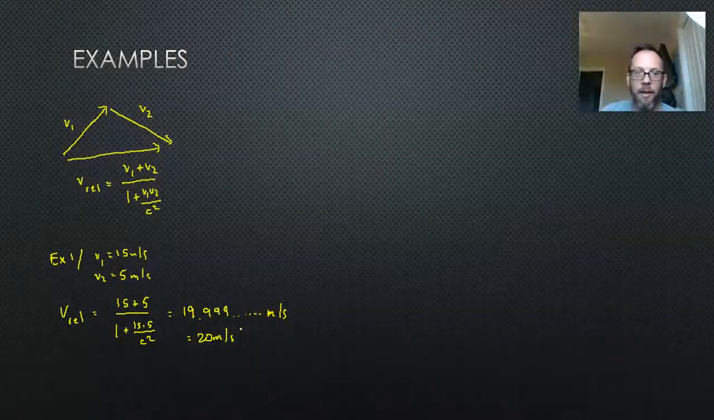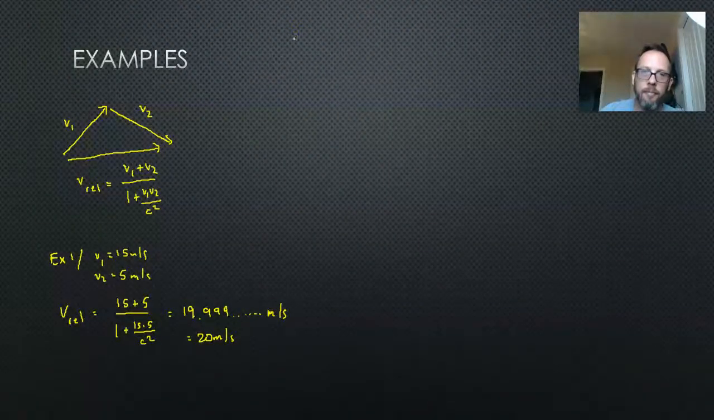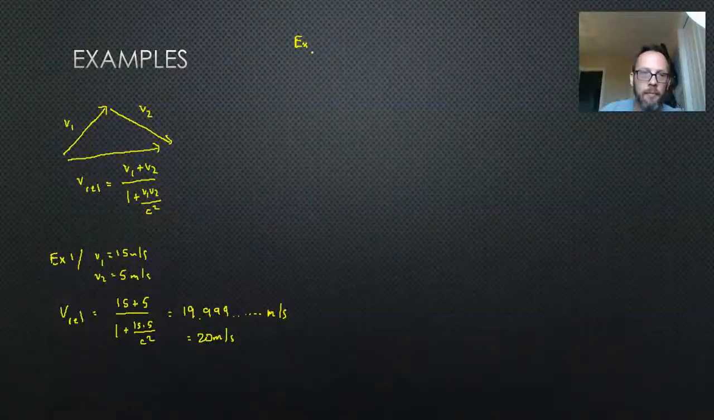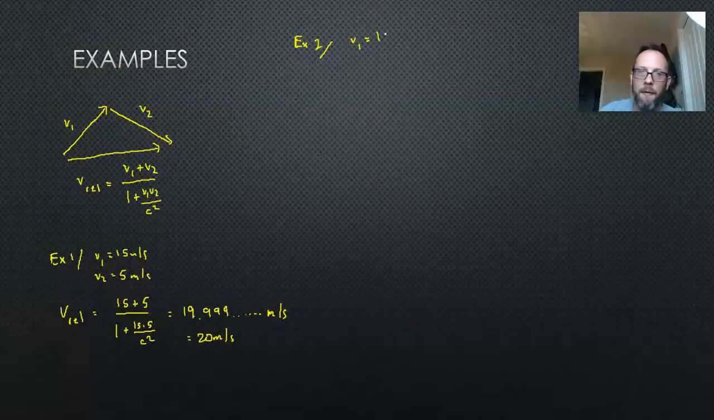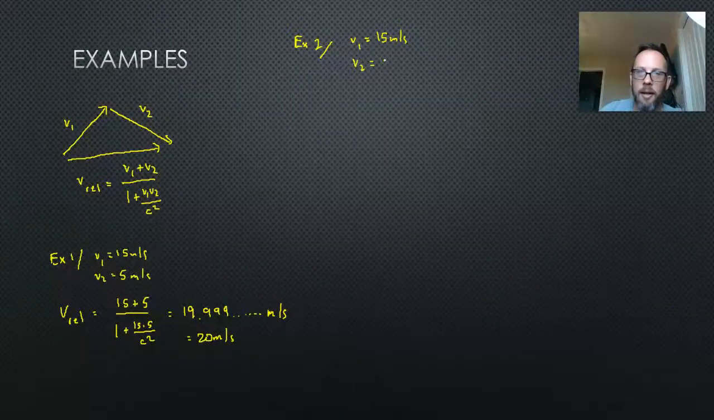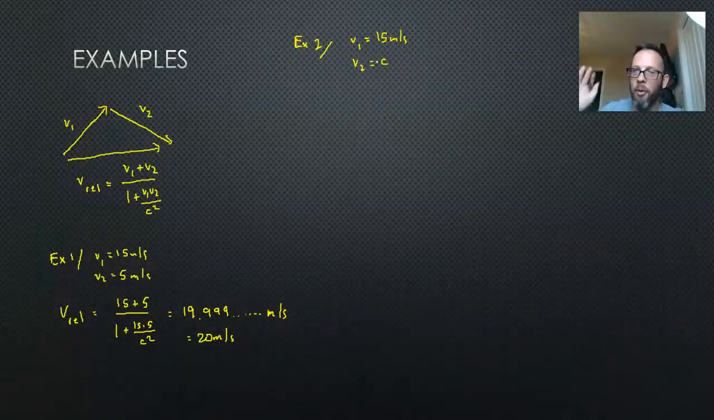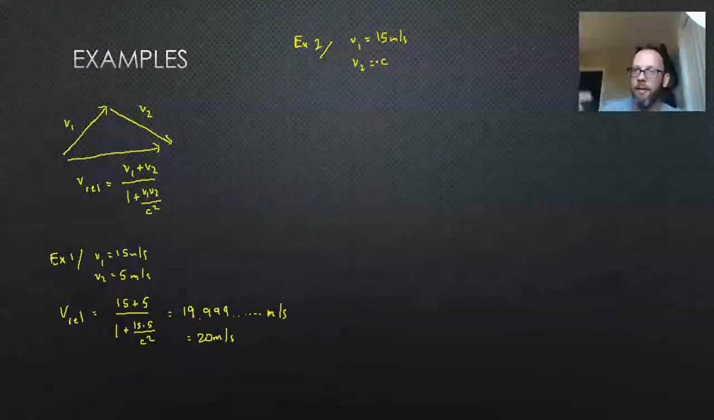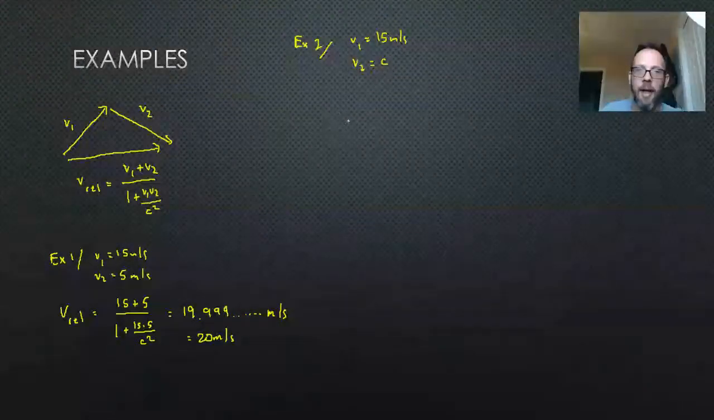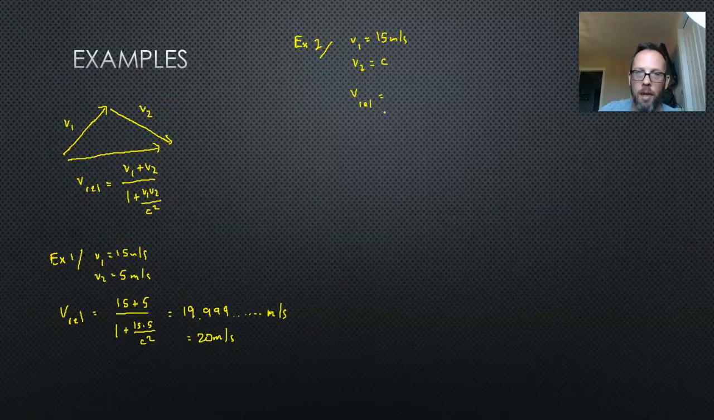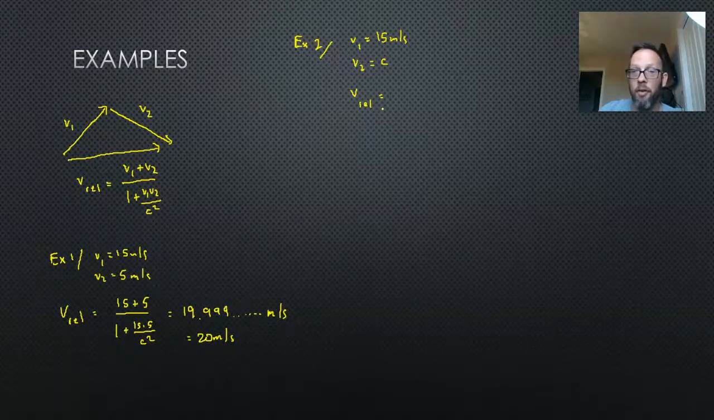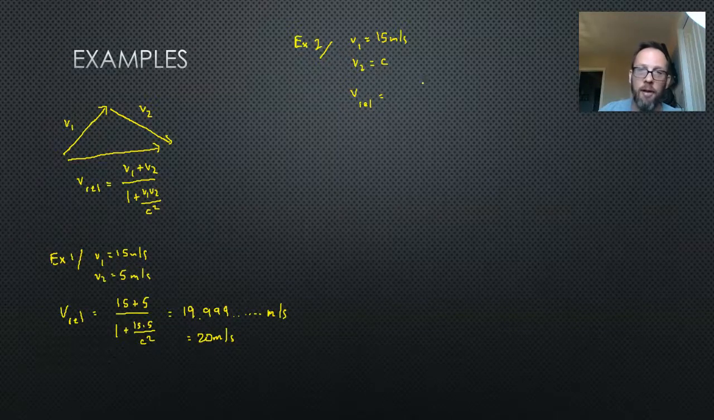Let's look at a second example. Let's say I'm riding my bike at 15 meters per second, but now instead of throwing a baseball, I turn on my headlights. So instead of throwing a ball at 5 meters per second, I'm turning on my headlights and the light's going at the speed of light c. How does this equation work? Let's check it out. Because what we should get is somebody on the street should see it moving at the speed of light. I should get exactly c using this equation. So let's actually try it.